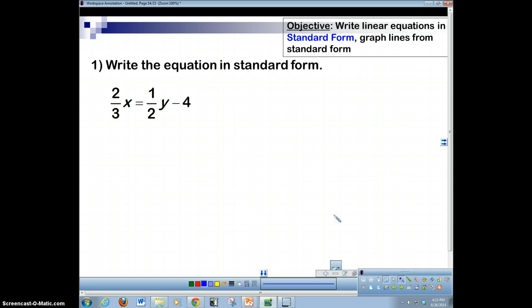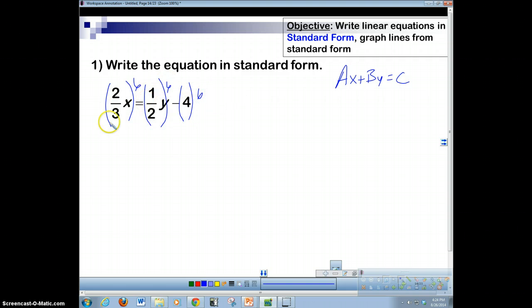So let's take a look at the first one here. We're going to write this in standard form, and remember that standard form needs to look like this: ax plus by equals c. Now it doesn't need to be a plus, but it needs to be a number here. Okay, so we're going to clear the fraction. So I'm going to multiply everything here by 6. And we did that in class. You just find the common denominator and clear the fraction out.